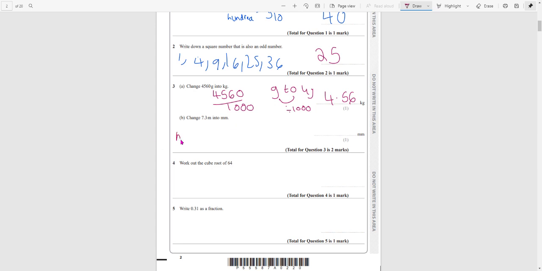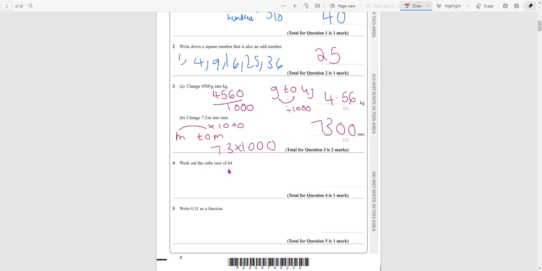Question number 3b. Change 7.3 meters into millimeters. So meters to millimeters, you are going to be timesing by 1000. So we're going to do 7.3 times 1000. That's going to be 73, 730, 7,300.